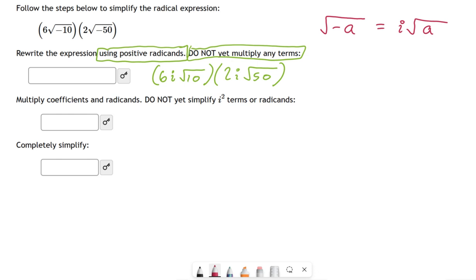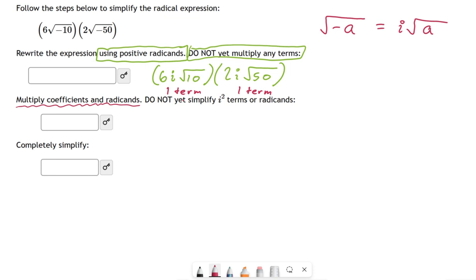Now, next step. Look what it says here. It says multiply the coefficients and radicands. Well, that means we're actually going to carry out some multiplication. And if you look at how many terms I have here, this right here is one term. This right here is one term. You may think to yourself, well, there's 2 or 3 things in there. There's like a 2, an i, and a square root of 50. That's true. But because they're all multiplied together, it counts as one single term.